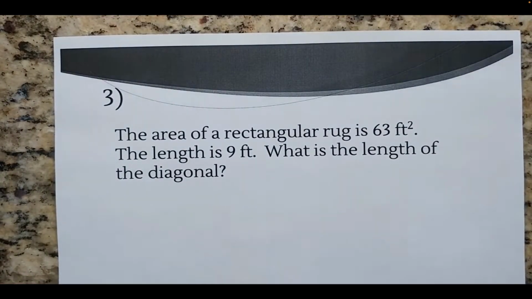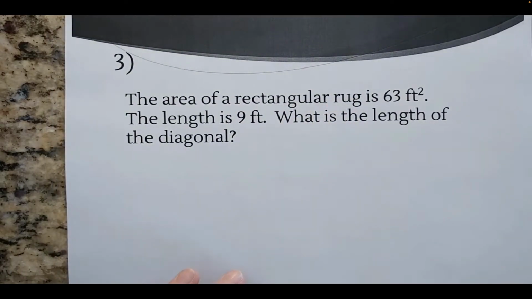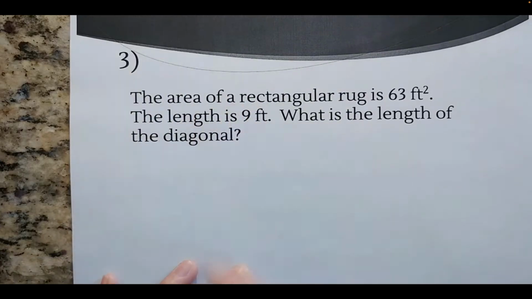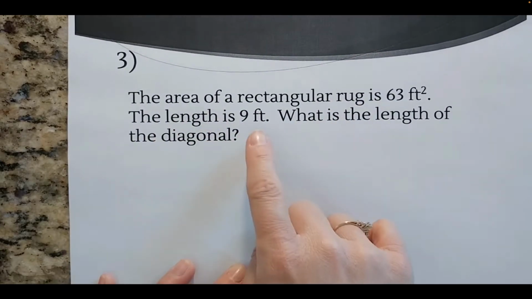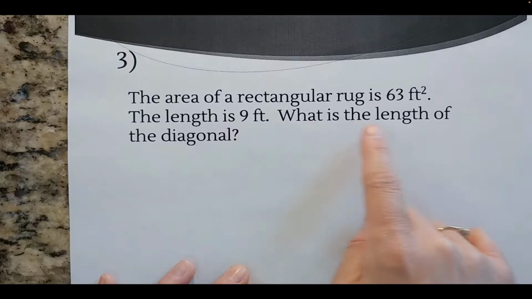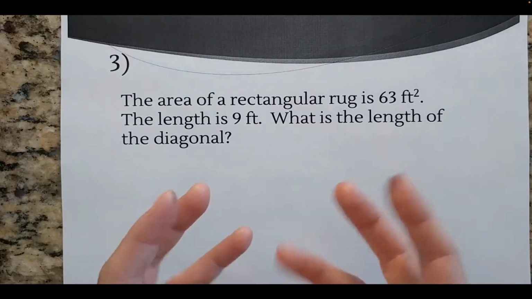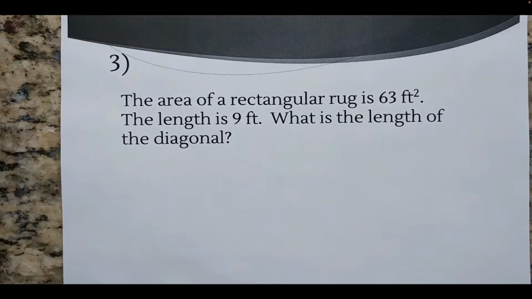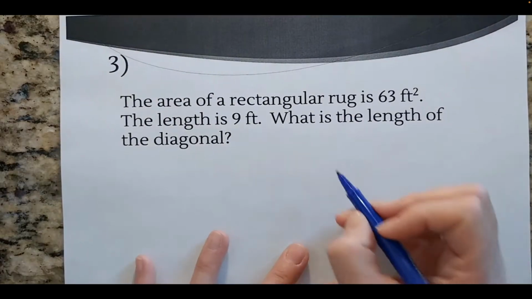On number 3 here, we have a rectangular rug. Notice how this problem doesn't come with a picture. It says the area of a rectangular rug is 63 feet squared. The length is 9 feet. What's the length of the diagonal? It's difficult to picture this without a picture. So it might be a wise idea to draw what this is looking like. We have a rectangular rug. Let's draw a rectangle.